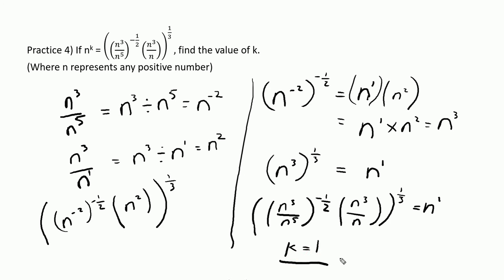Now, there are a lot of steps in that problem, which is why it would be worth quite a few marks in an exam situation. But if you can do this level of problem on your own, then you should get a very good mark in any type of these questions that come up in the exam.